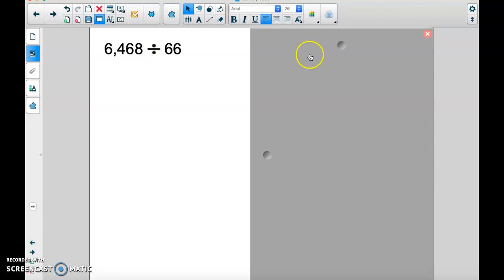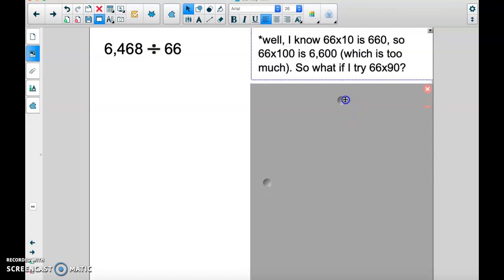So if I'm going to solve this problem, this is how I would think about it. Well, I know that 66 times 10 is 660. So that means that 66 times 100 would be 6,600, and that's pretty close to 6,468. It's not exact, but I wonder what would happen if I tried 66 times 90. I'm pretty sure it would be less than this, but I would still be taking a big chunk away.